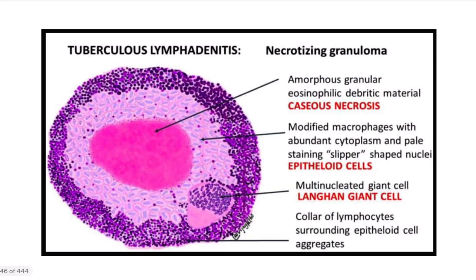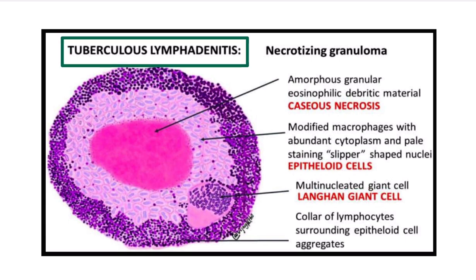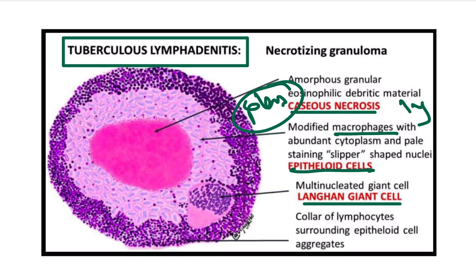And here also we can see the granuloma of tuberculosis, and here we can see the caseous necrosis present. There are epithelioid cells, there are Langerhans giant cells, and also there are macrophages, lymphocytes, and plasma cells. So they are the features of chronic inflammatory cells or granuloma.